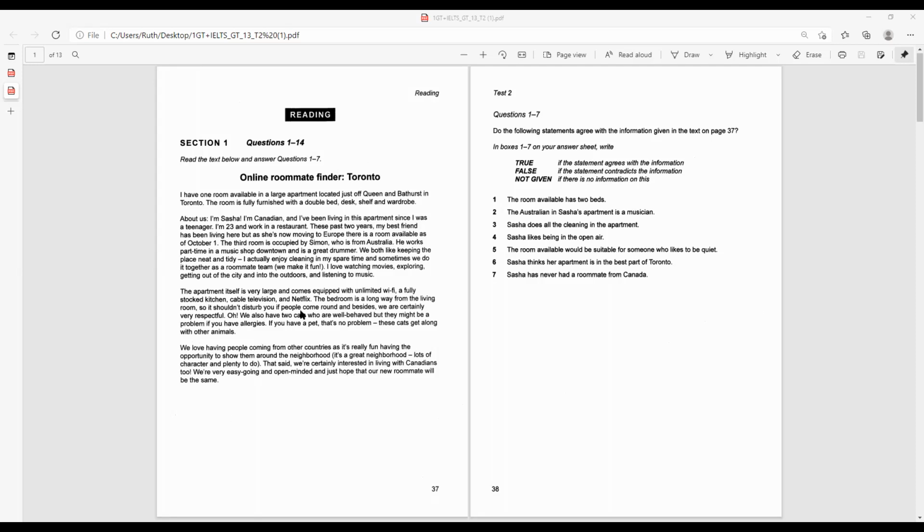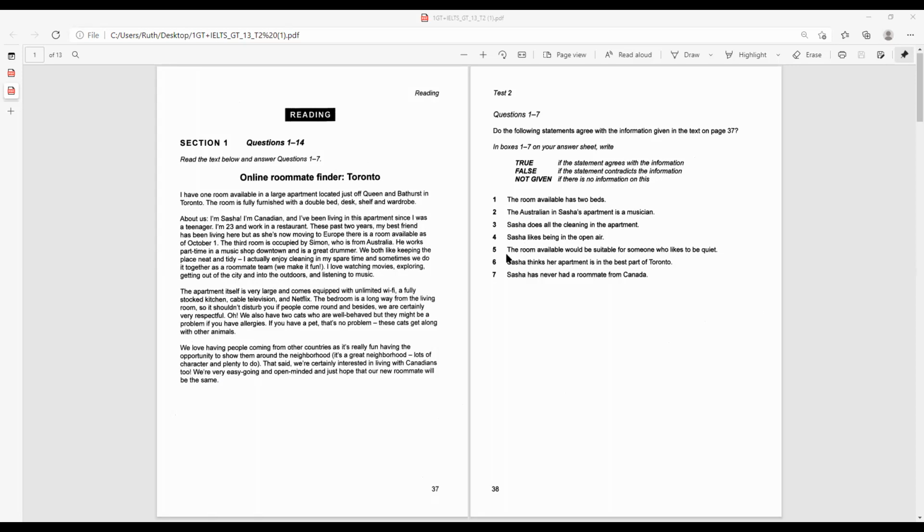And where did you spot it? Over here in the last line. So I love watching movies, exploring, getting out of the city and into the outdoors. So she loves or she enjoys doing it. And that's why the answer is true. Any doubts so far? No. Are you guys asleep or awake? All of you, so quiet except for 2 or 3.